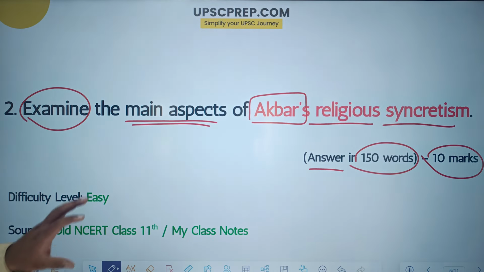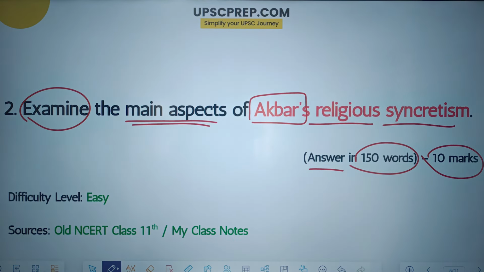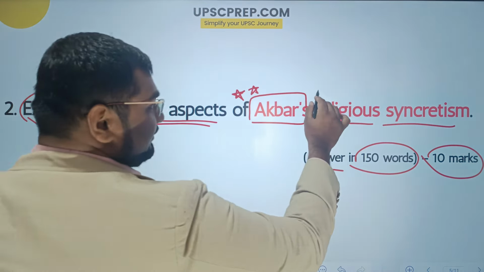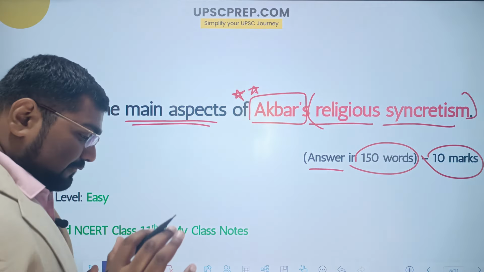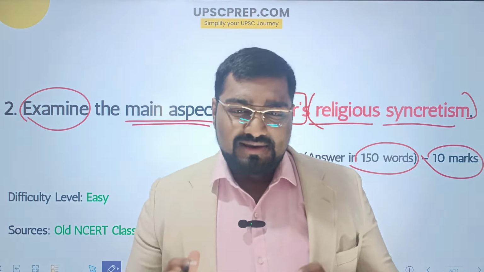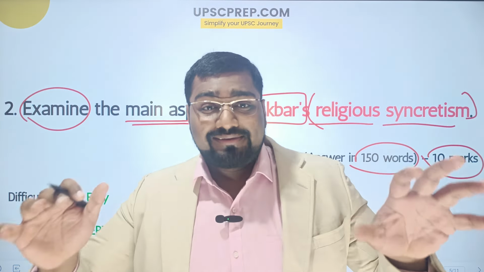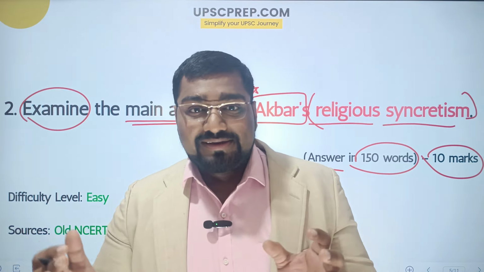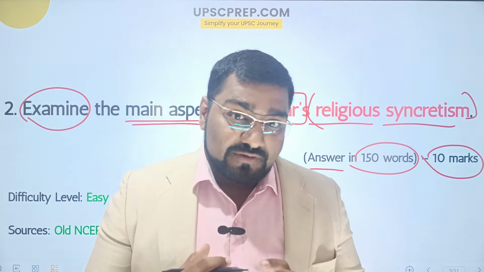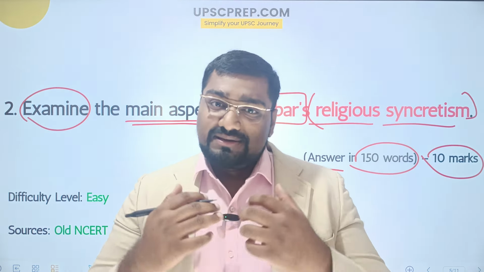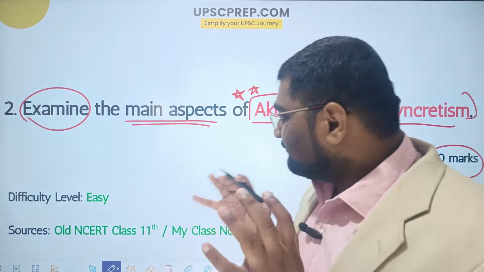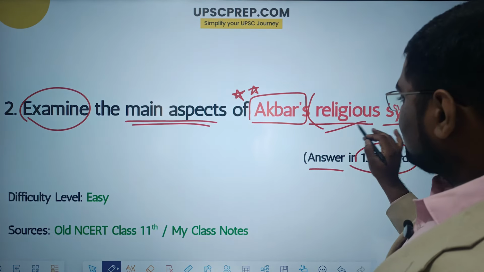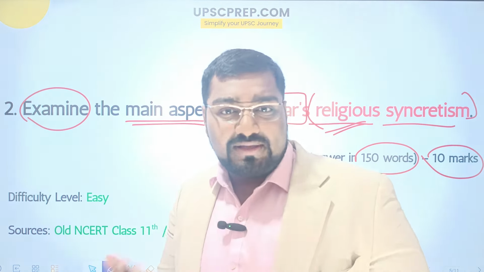Now, guys, see the keywords that have been asked, right? First of all, it's related to Akbar, the Mughal emperor. And see the word religious syncretism. What do we mean by religious syncretism? Religious syncretism means how different aspects of different religions were brought together by Akbar. How different features of different religions are reflected in the administration of Akbar, in the literature, in paintings, in architecture, right? So it is where different religious aspects are coming together, all the religions in harmony in one way or another.